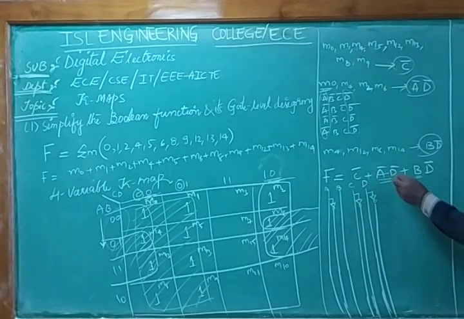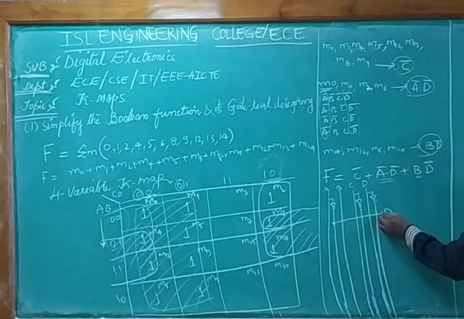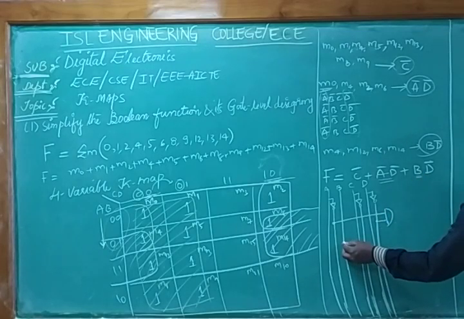So here A bar into is there. So into means we'll connect with one AND gate by taking the connection from A bar. This is your A bar, and then D bar. So this is your D bar. Then B D bar. So we'll take first connection from B. Then we'll take the second connection from D.